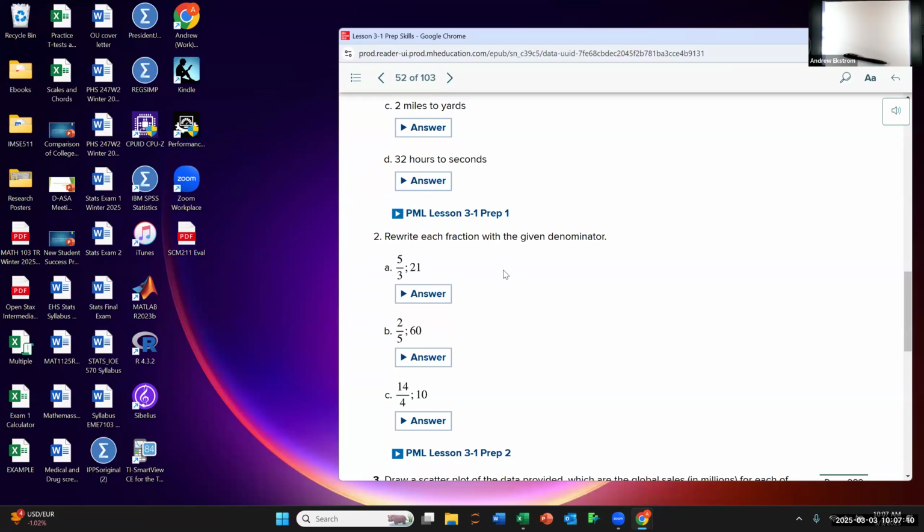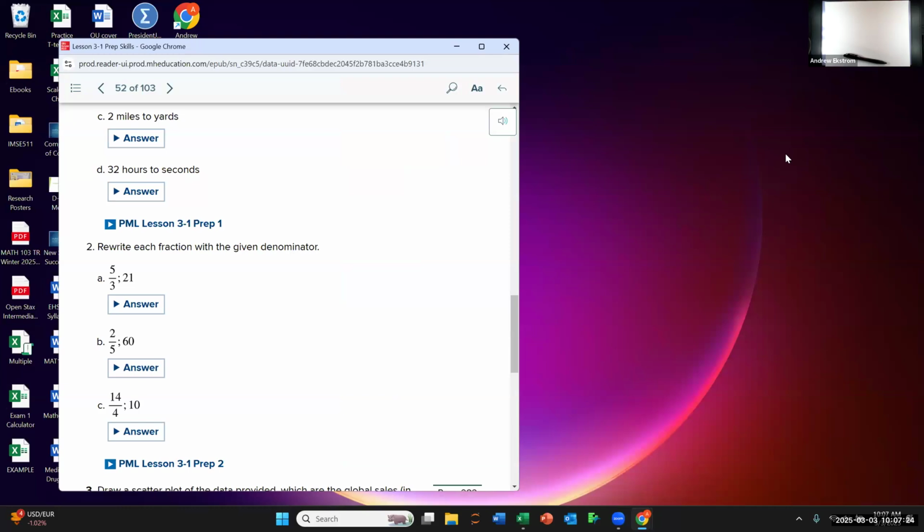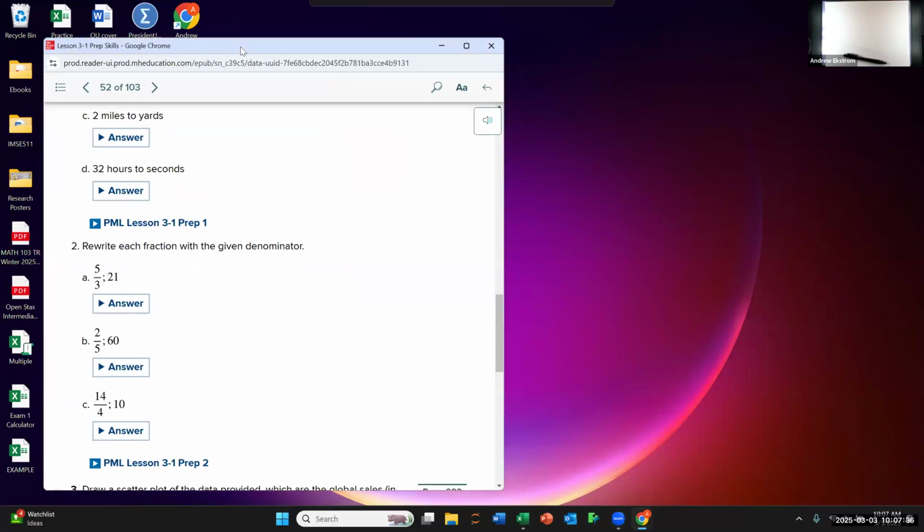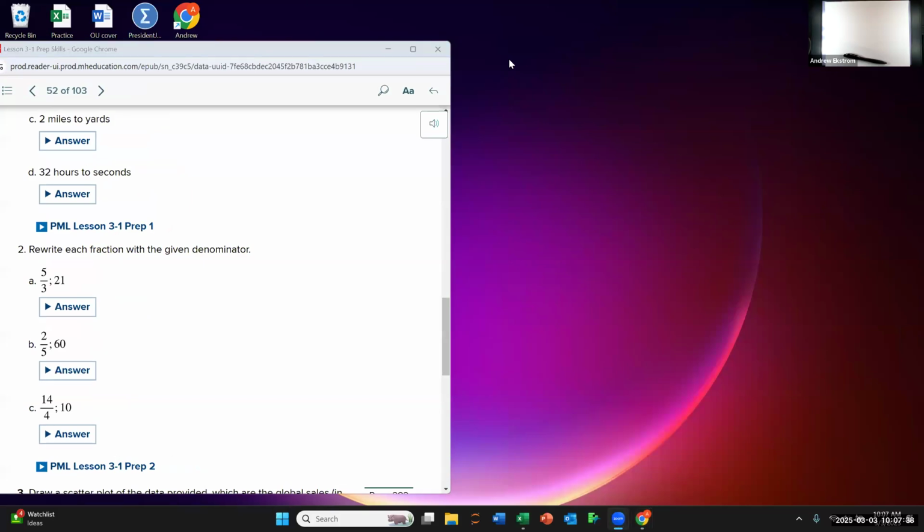So, a couple of problems here. Rewrite each fraction with the given denominator. I'm looking to do a couple of these because the basic idea here is actually fairly easy to think about. It's just most of the time students tend to freak out because we're dealing with fractions and you remember the horrors of trying to add and subtract fractions. And what happens when you're trying to add and subtract fractions? What's the goal there? To get the same common denominator.